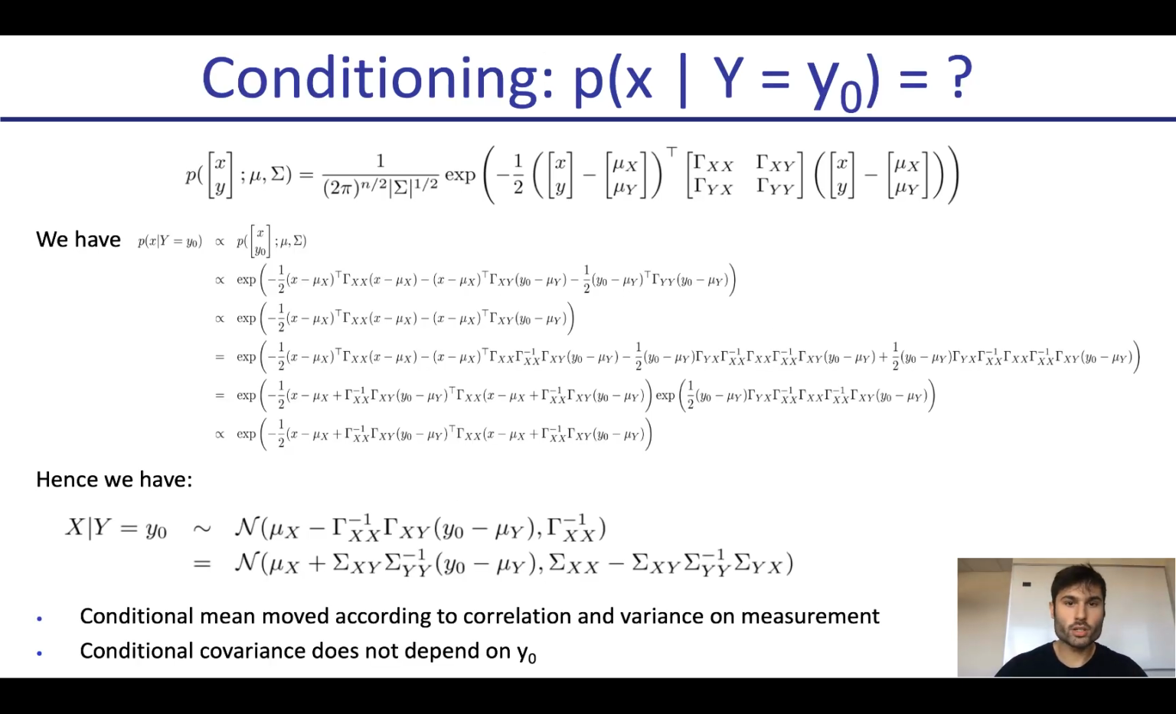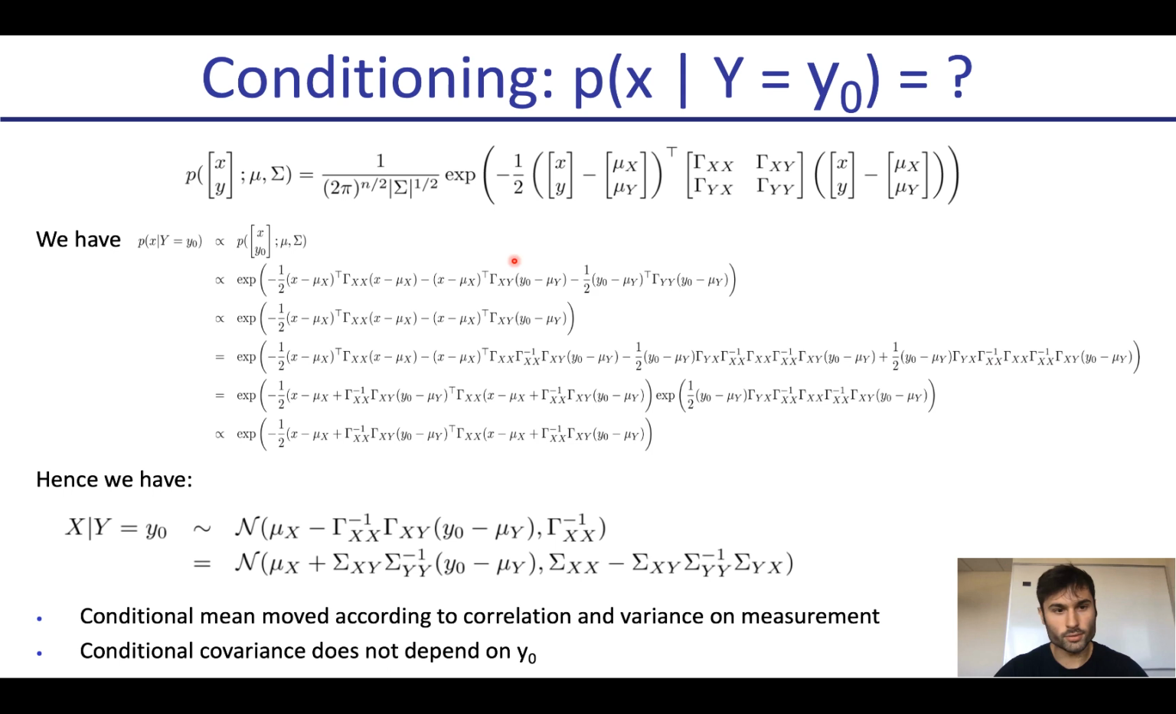So the other operation that we will need in order to fully formulate the Kalman filter is conditioning. Essentially we have the joint distribution P of x and y. If we know that the value of y is equal to this y0, what is the probability distribution of x conditioned on y equals this y0?